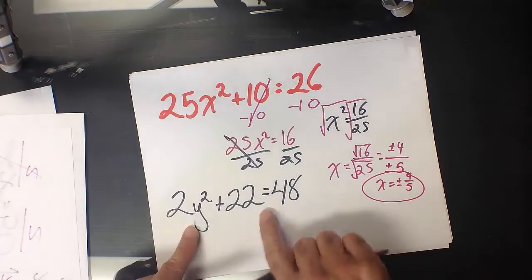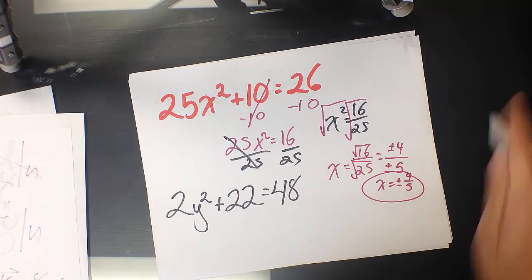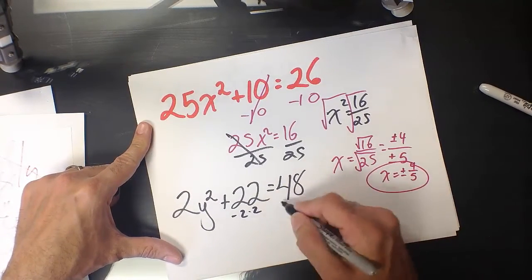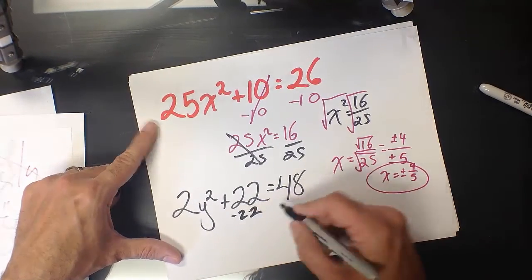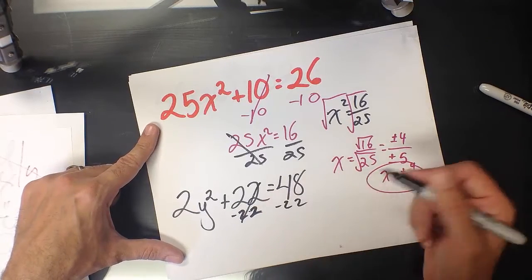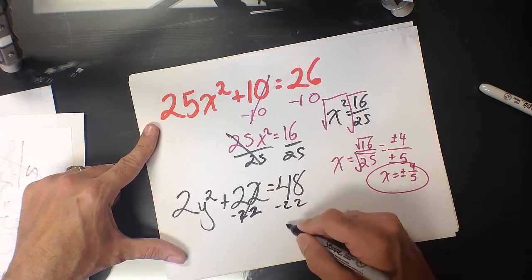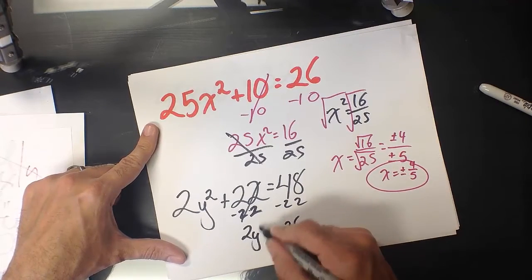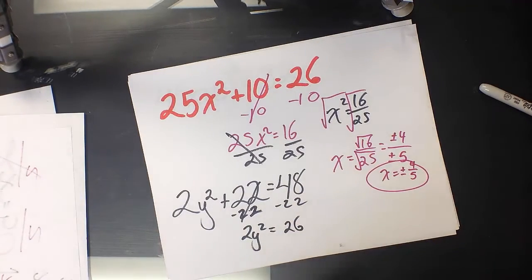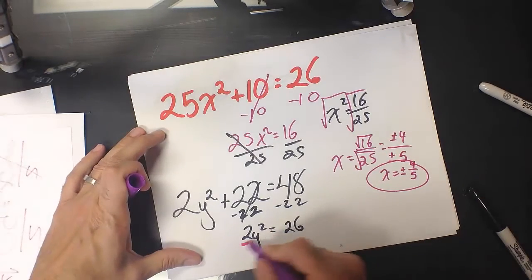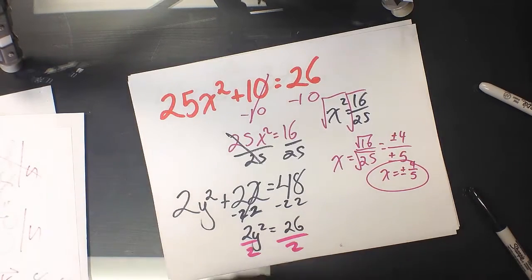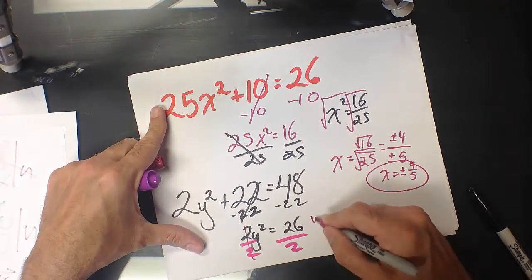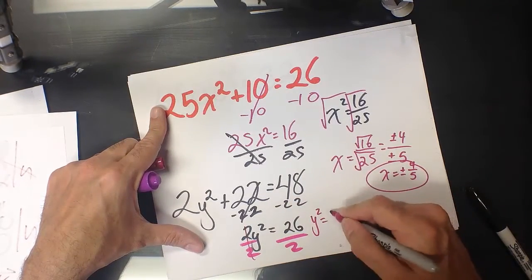All right. Now down here we have something very similar. Again, we would do it the same way. First thing I would do is subtract 22 from this, and I'd be left with, what am I looking at? 26. So I have 2y squared is equal to 26. Our next step is to go ahead and divide by 2. When we divide by 2, we are left with y squared is equal to 13.